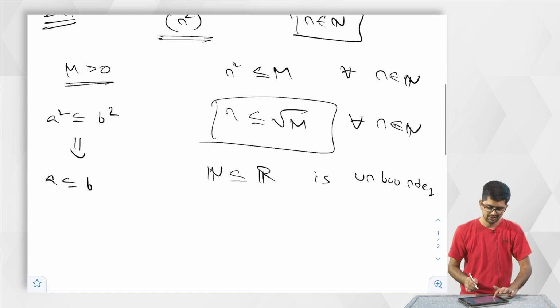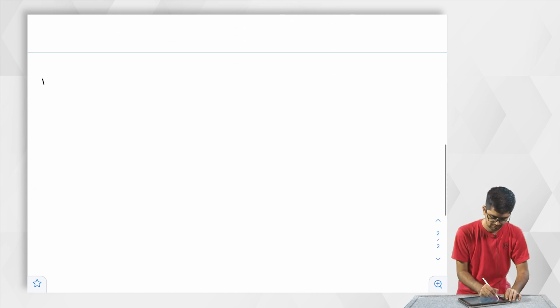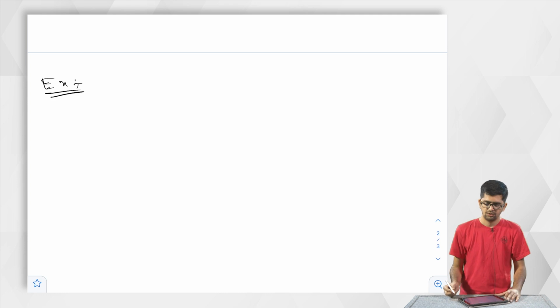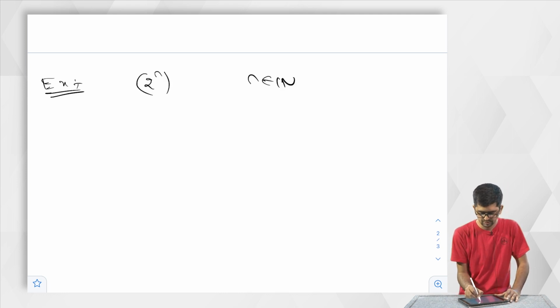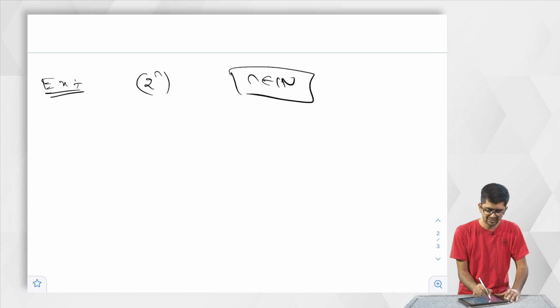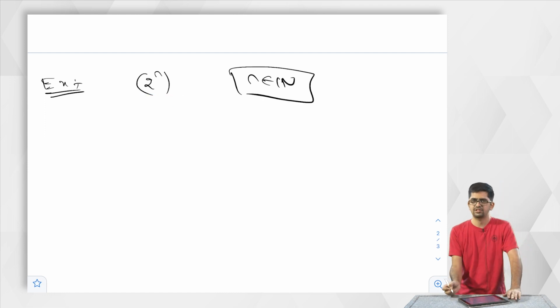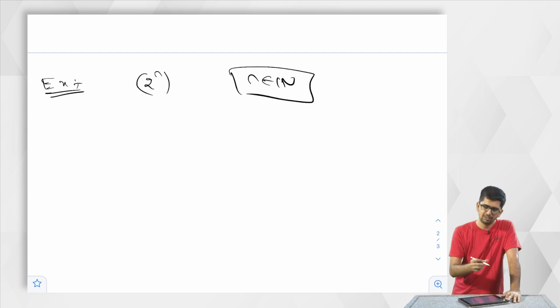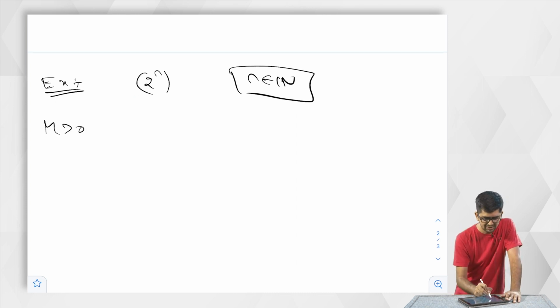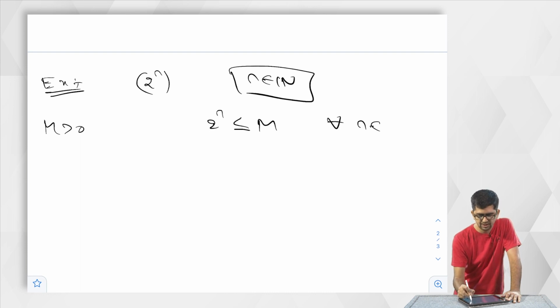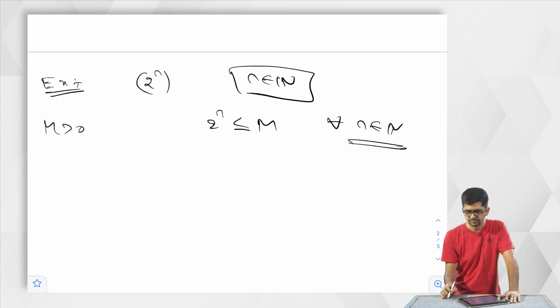Let us do one more example. So, consider the sequence 2 power n, n belongs to N. Now we are checking whether this is a bounded sequence or not. Again the same thing: suppose this is a bounded sequence, then we need to get a positive element m such that 2 power n is less than or equal to m for every n belongs to N.